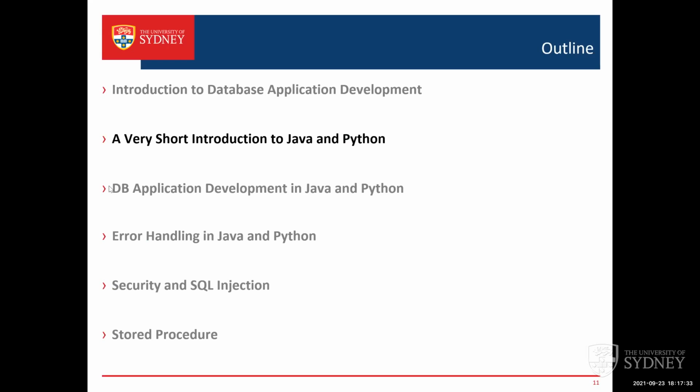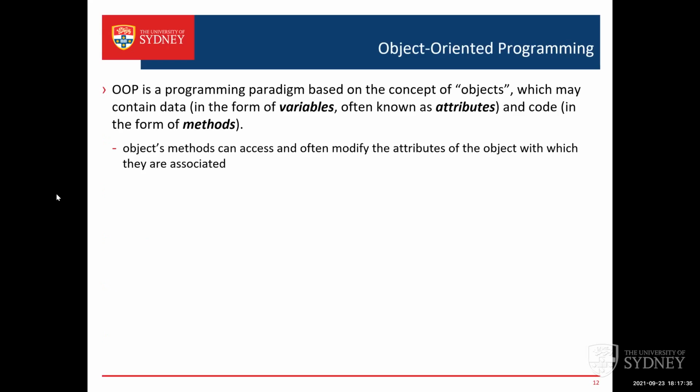So, a very short introduction to Java and Python. Java is an object-oriented programming language. We already know, at least those of you who are familiar with Java already know that. Object-oriented programming simply means that we have a concept of object. We structure everything using class, and from that class we create objects. Inside that object, we can have attributes and we can have methods. Attributes simply means variables we can declare. We can define some methods inside there, right?